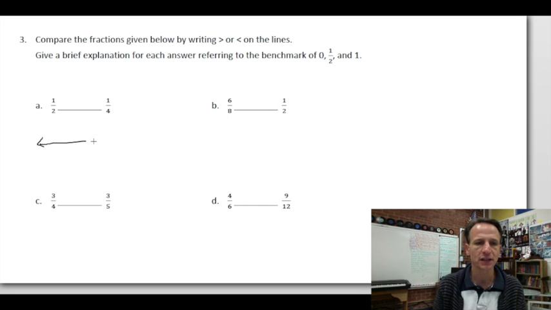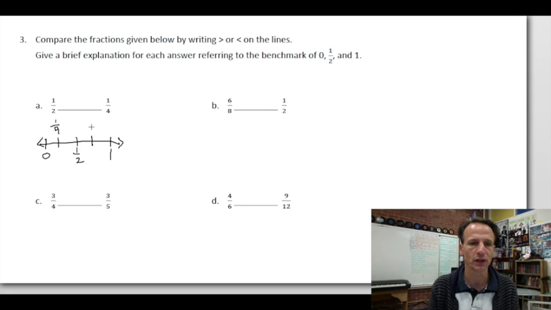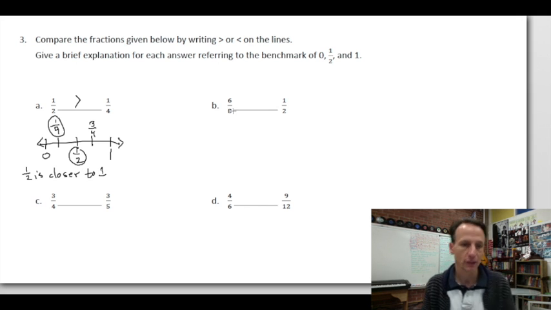Well, by way of explanation, let's make ourselves a simple number line using, as it says in the instructions, 0, 1/2, and 1. So where does 1/4 fall? Well, 1/4 is here, right? It's between 0 and 1/2. And we know that 3/4 is here. So we're comparing 1/4 and 1/2. Now it's easy to see that 1/2 is closer to 1, and therefore it is greater than 1/4. And we can say 1/2 is closer to 1. That's our explanation.